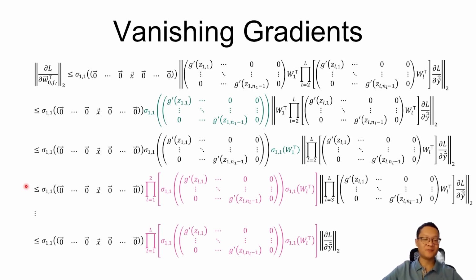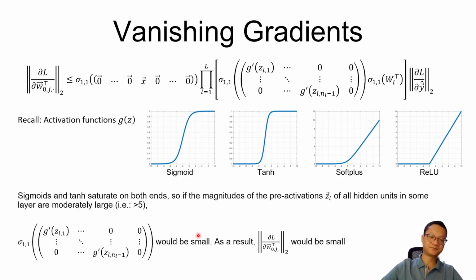Okay, so basically, after all of this, what we have is that the 2 norm, or the length, of the gradient of L with respect to some of the weights is upper bounded, less than or equal to, a bunch of sigma 1 multiplied together. The sigma 1, remember, are the largest singular value of each of these matrices. And you have many of these singular values multiplied together. It turns out that this is where the vanishing gradient problem can come from.